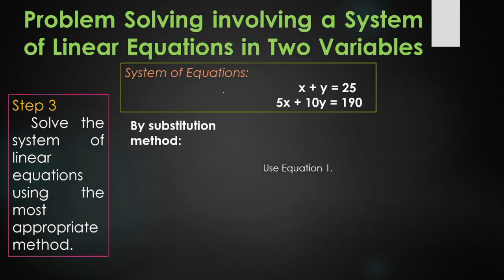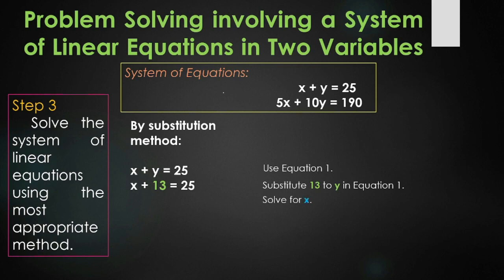Now that we have already solved for the value of y, in equation 1, we are going to substitute 13 to y. So equation 1 is x plus y equals 25. Substitute 13 to y. So we have x plus 13 equals 25. To solve for x, we are going to transpose 13. So we now have x equals 25 minus 13. What is 25 minus 13? The answer is 12. So the value of x is 12.